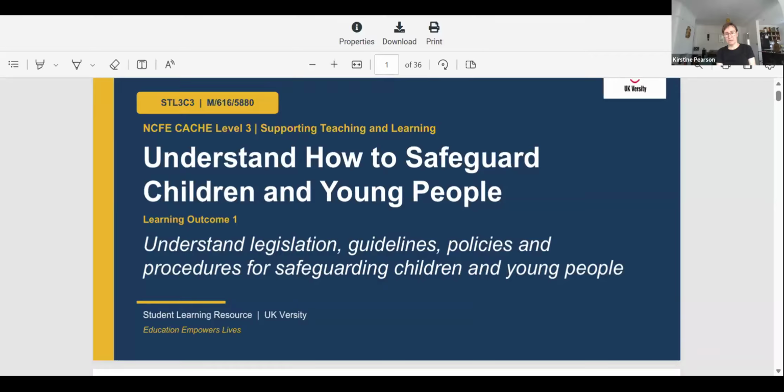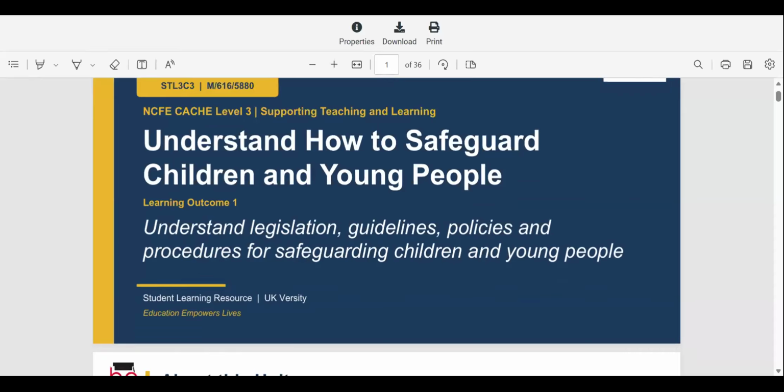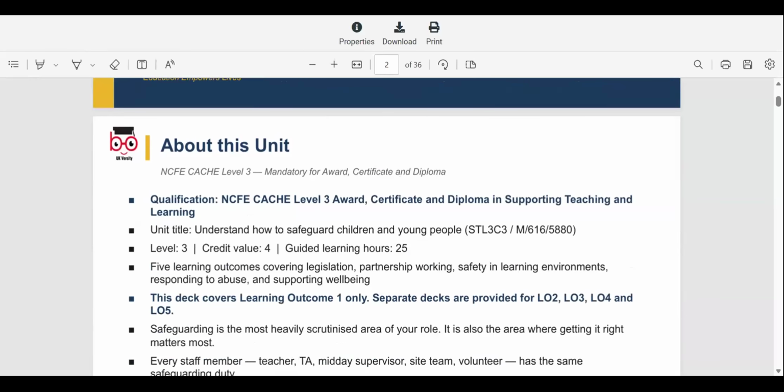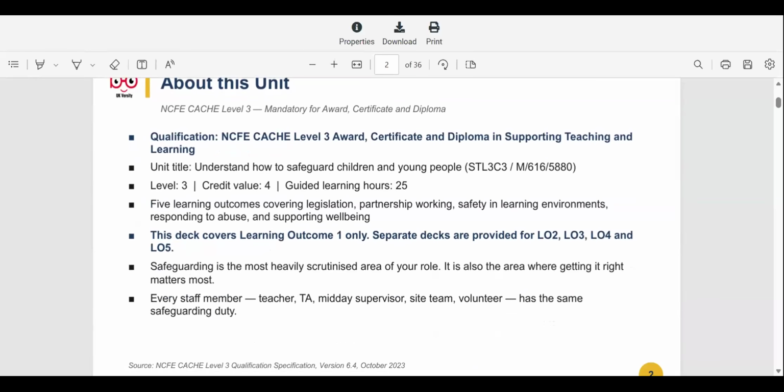So the first learning outcome we're looking at is learning outcome 1, which is to understand legislation, guidelines, and policies and procedures for safeguarding children and young people. And that's really important.